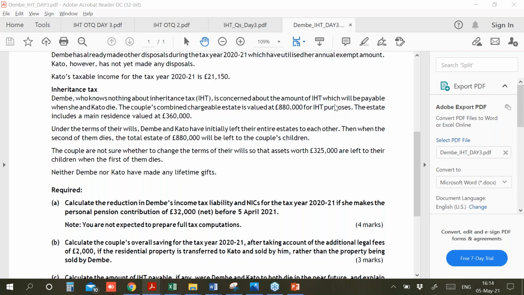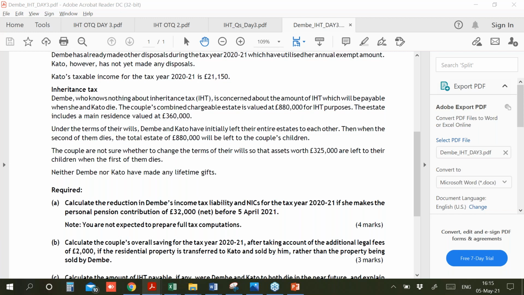Thank you, Shahzad Rahman. The answer is no, because you do not save any NIC by making a personal pension contribution, as they do not impact the NICs. They only impact your tax liability. So the NIC will remain the same. However, he'll be able to save 40,000 times 20% of the tax.